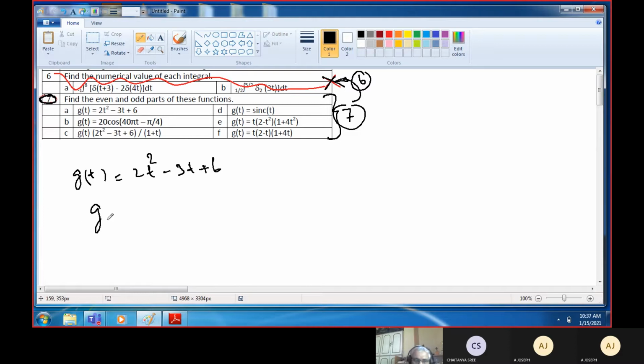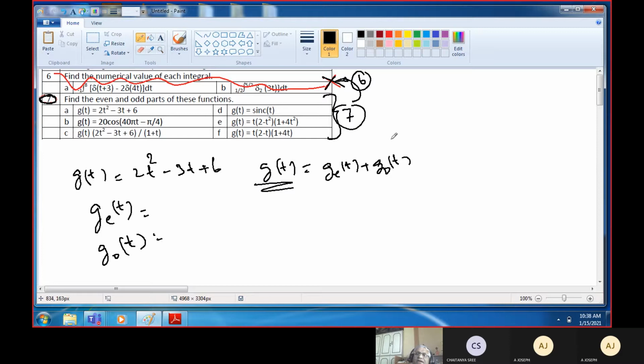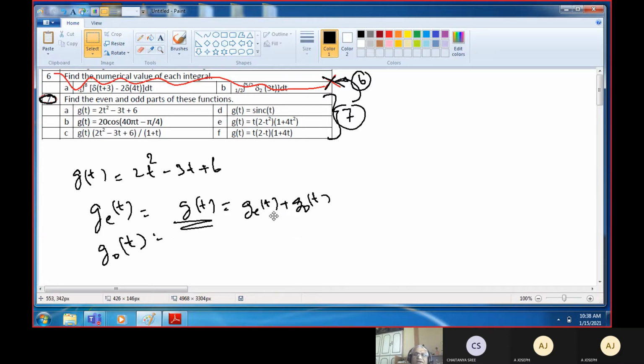We can call the even part ge of t and the odd part go of t, and try to write down the function. Obviously, every function g of t is composed of an even part and an odd part. When we add both of them, the even part and the odd part, we should get the complete function. To do this, we should know the fundamental definition of what is an even function and what is an odd function. So let us do that first and then attempt the problems.